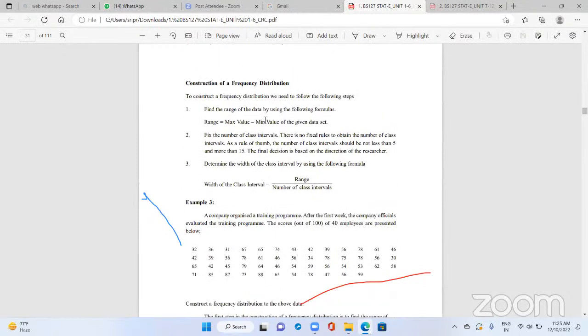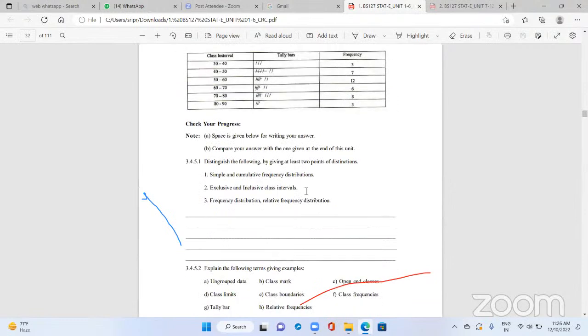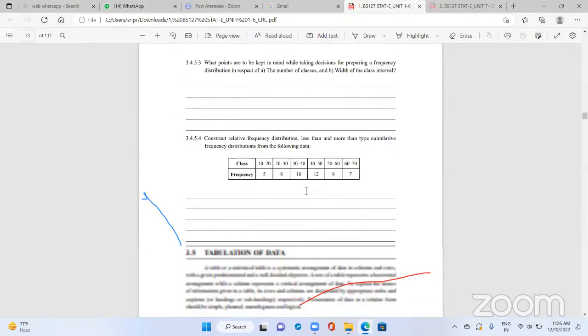These are the steps in the construction of a frequency distribution. Find the range of the data using the following formula: range is equal to maximum value minus minimum value of the given data set. Fix the number of class intervals. As a rule of thumb, the number of class intervals should be not less than 5 and not more than 15. Width of the class interval is equal to range divided by the number of class intervals. By using this formula, we can prepare a frequency distribution.